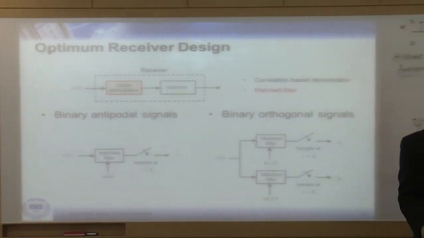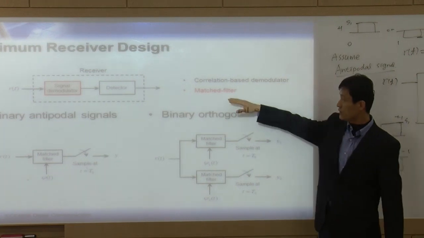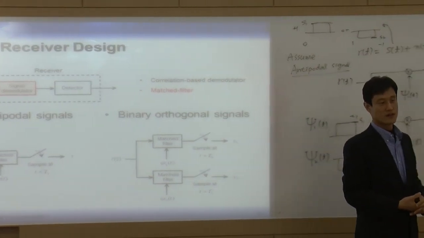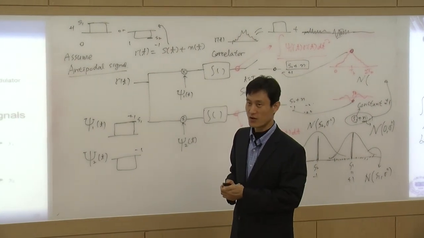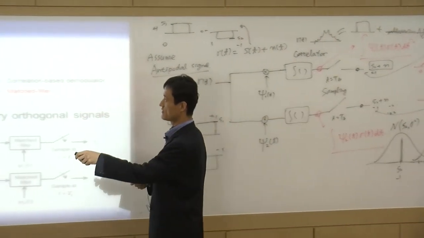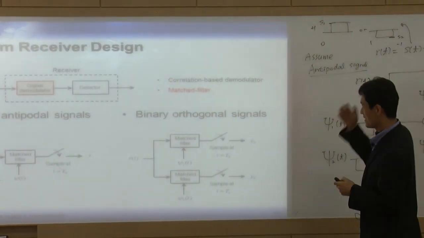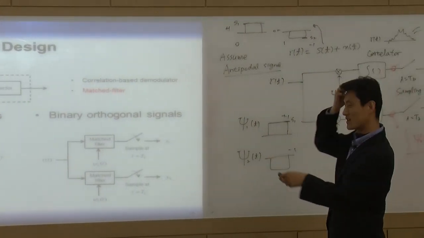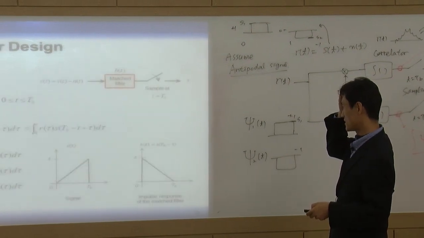Okay, that's the correlation-based demodulator. Now the second thing is the matched filter. The matched filter is a second way of designing an optimum receiver. And this matched filter, you'll see in many different communication systems.